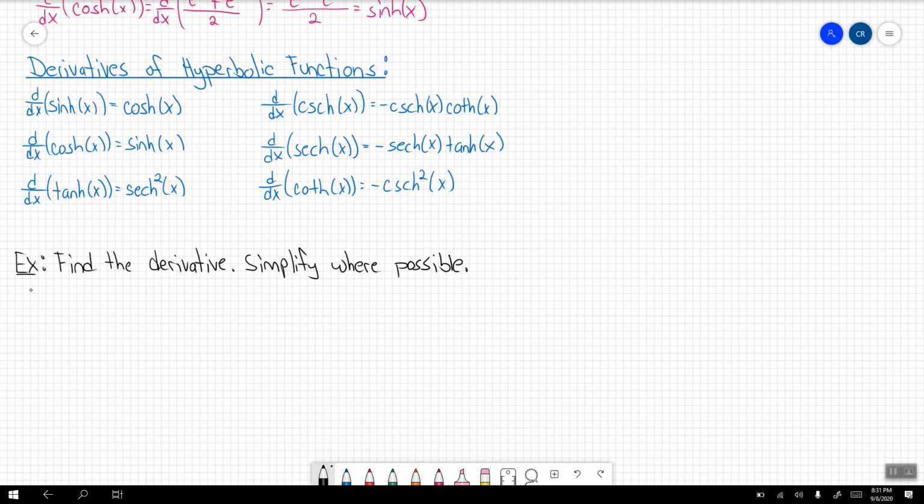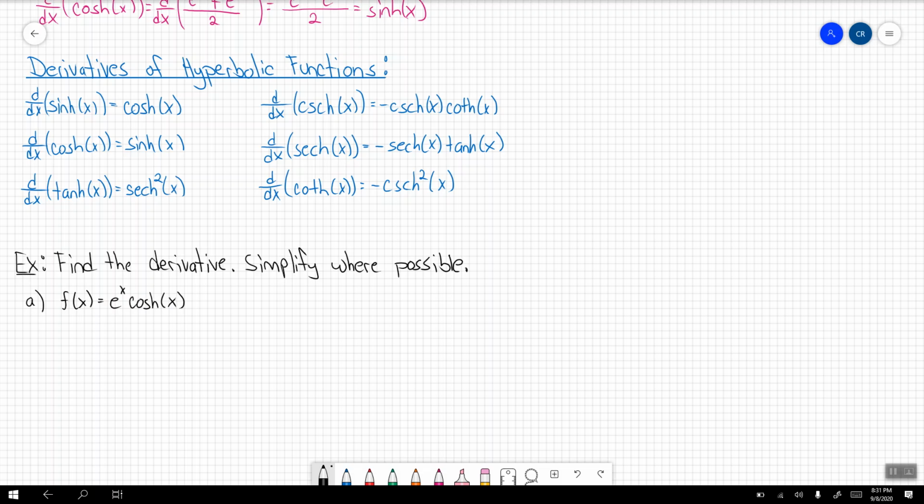So here goes your first example. We want to find the derivative and we want to simplify where possible. The first function that we're going to be working with is f of x is equal to e to the power of x multiplied by hyperbolic cosine of x.